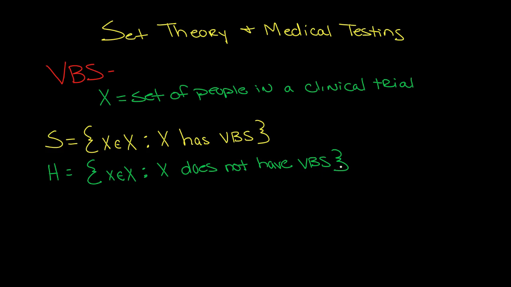Okay, so now let's note that X is equal to S union H, because you either have VBS or you don't. It's a bit of an idealized world where we have good diagnoses, so you either have it or you don't. And notice that S intersect H, therefore, is the empty set, because there's no one who both has it and doesn't have it. Okay, so in some sense, the whole point of medical testing is to figure out whether you're in S or whether you're in H. Let's think about what the test tells us.